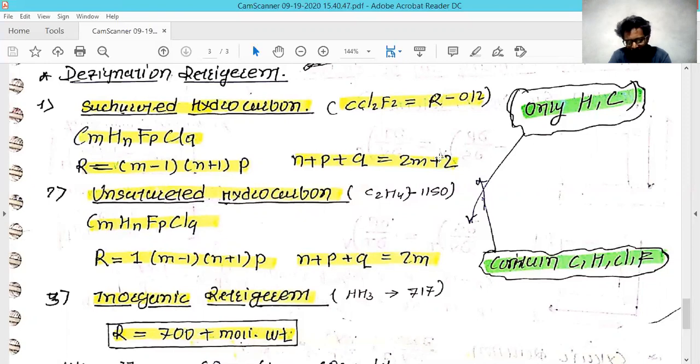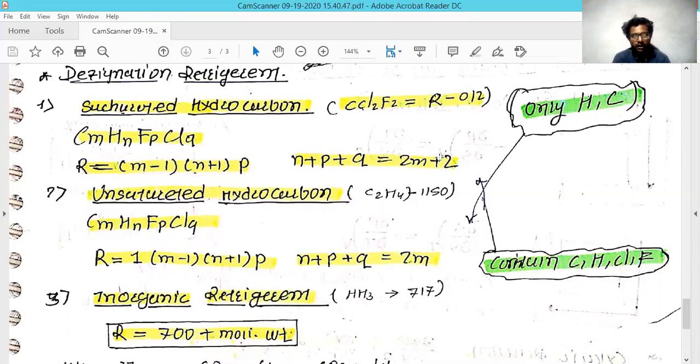R012. If you want to find out how they came across that R012, it can be done by the formula below, which is noted as CmHnFpClq, and this is how it is denoted. M is the number of carbon, N is the number of hydrogen present, P is for the fluorine, and Q is for the chlorine. So the first R equals M minus 1, N plus 1, and P. This is how you generate that notation.